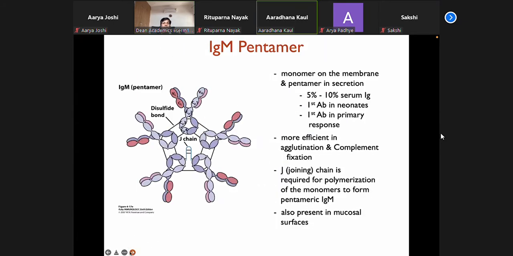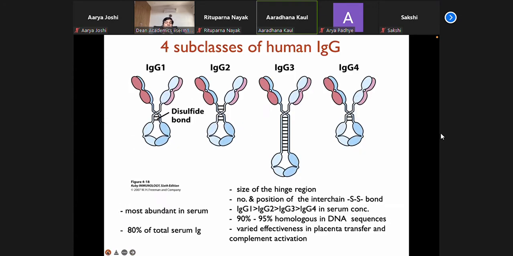Excuse me, sir. Yeah. Oh, sir, in the previous slide, could you please repeat how they were differentiated into various types?